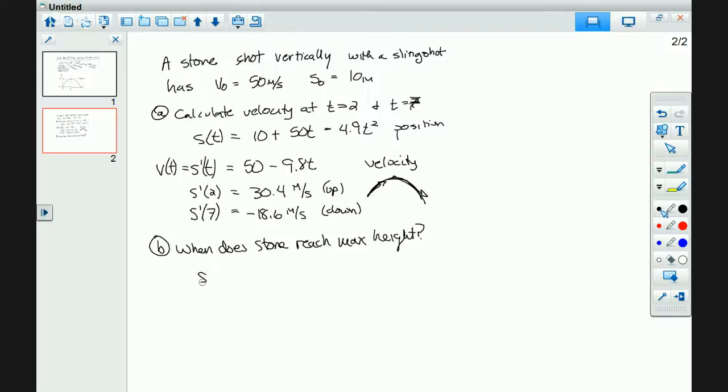I set the derivative equal to 0. That is when the velocity goes from positive to negative, it has to hit 0, right? So 50 minus 9.8t equals 0. Solve that linear equation. A little easier and more exact than yours. It's going to give us the number you want to plug in. So add 9.8, divide by 9.8.